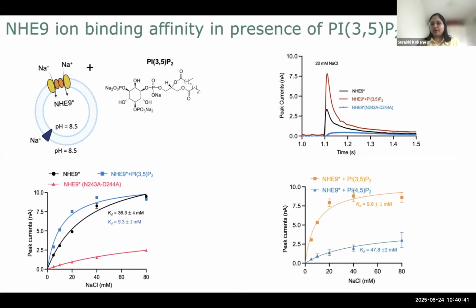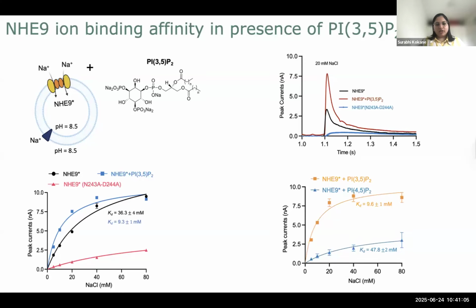We also made a variant, a dead mutant, where the residues which bind the ion were both mutated. When we measured the signal for this, the signals were very low. So we could say that this setup is working fine. And then we measured the binding affinities.